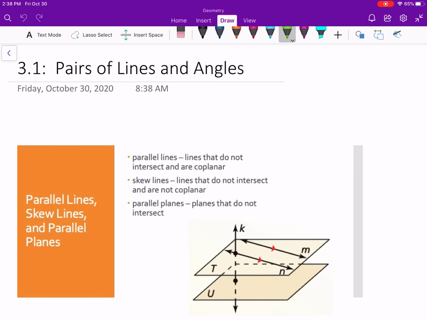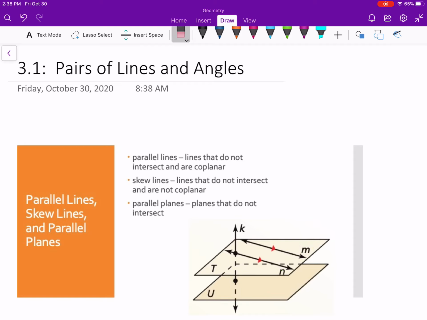This is section 3.1, pairs of lines and angles. So we're going to start off by talking about pairs of lines. We've already in our lives talked about parallel lines. Remember that they do not intersect, and then we're just going to add that they're coplanar. So if we look here, lines M and N, they're in the same plane and they never cross, so they are parallel.